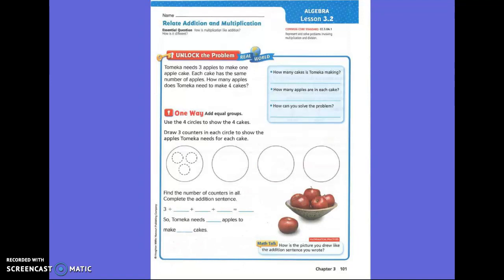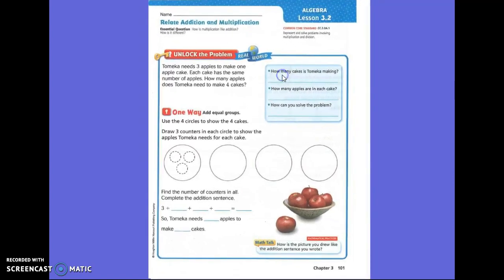Okay, so in the blue box, the first question asks, how many cakes is Tamika making? What did it say in the word problem? How many is it making? Callie? 4. 4 what? Cakes. Okay, write that down. Make sure you always have labels. How many apples does the story say are supposed to be in each cake? Carter? 3. 3 what? Apples.